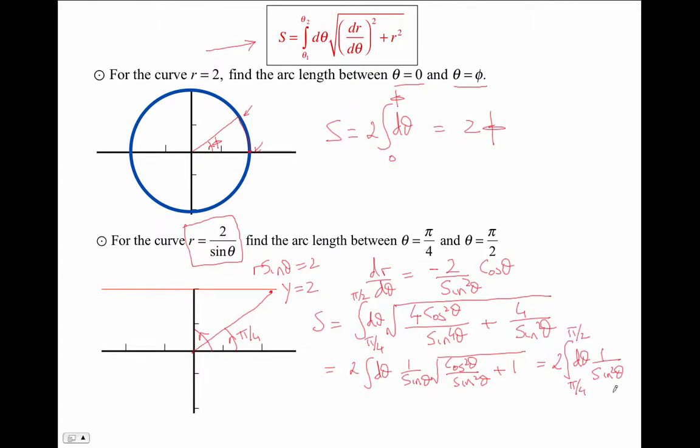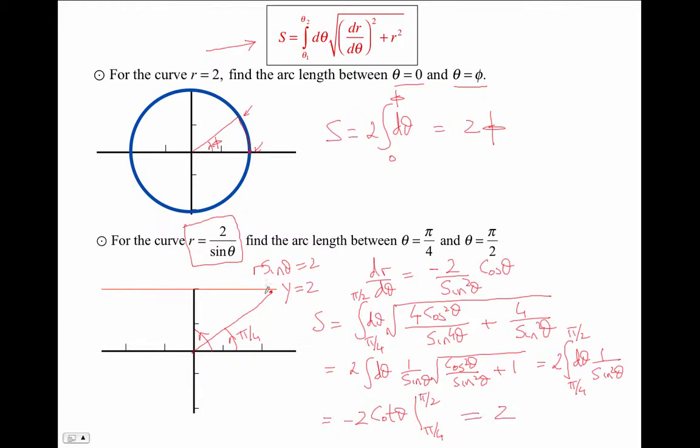The integral of 1 over sine squared theta is simply minus cotangent theta. And you can check this by simply differentiating. So this is minus 2 cot theta between pi by 4 and pi by 2. When theta is pi by 2, cotangent of pi by 2 is 0. And when theta is pi by 4, you get cotangent of pi by 4 is equal to 1. And so the answer is 2.